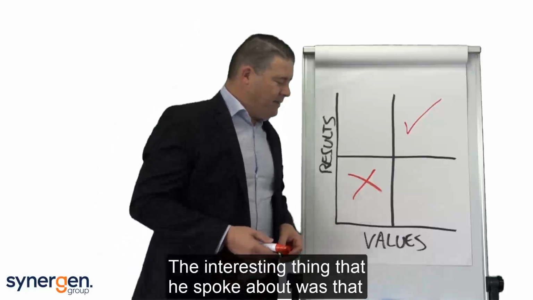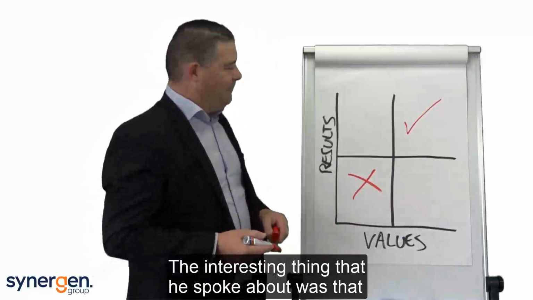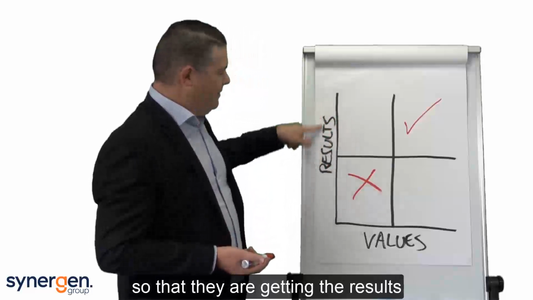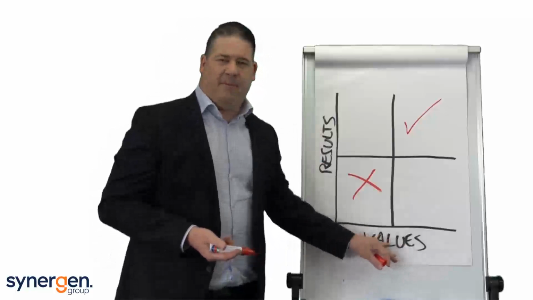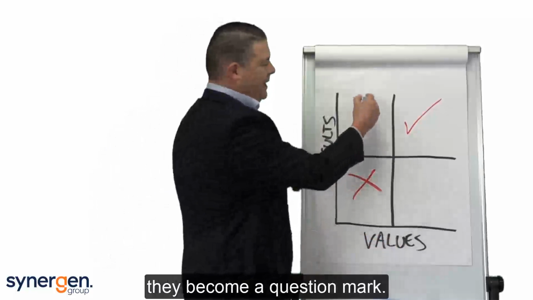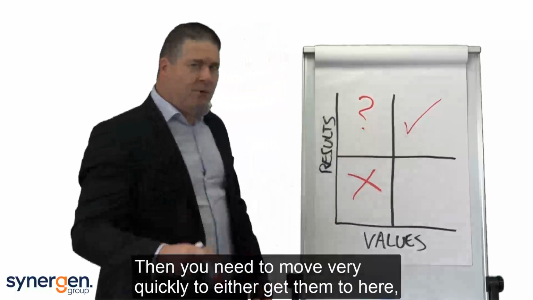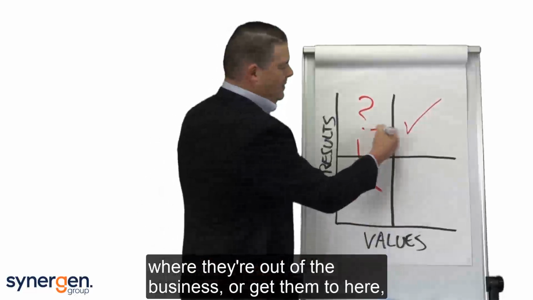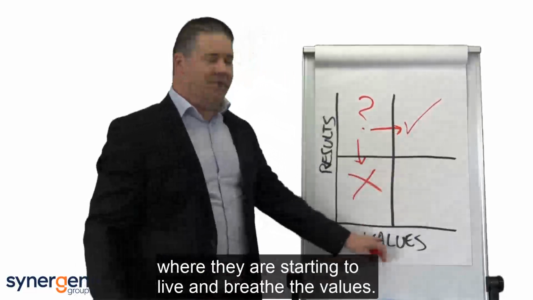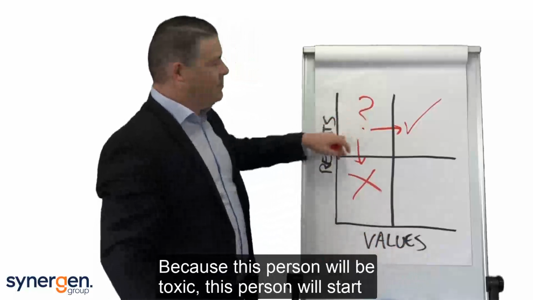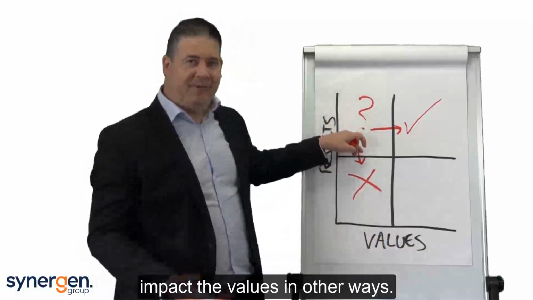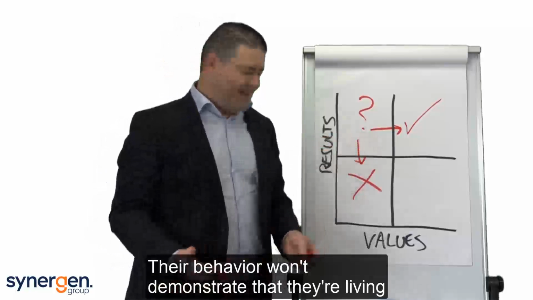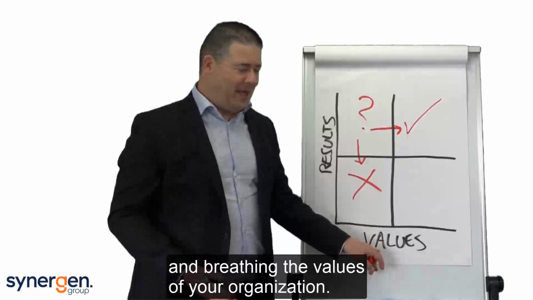The interesting thing that he spoke about was that if someone fits here so that they are getting the results but they're not really living the values, they become a question mark. And you need to move very quickly to either get them to here where they're out of the business or get them to here where they are starting to live and breathe the values. Because this person will be toxic, this person will start to impact the values in other ways. Their behaviour won't be part of the team. Their behaviour won't demonstrate that they're living and breathing the values of your organisation.